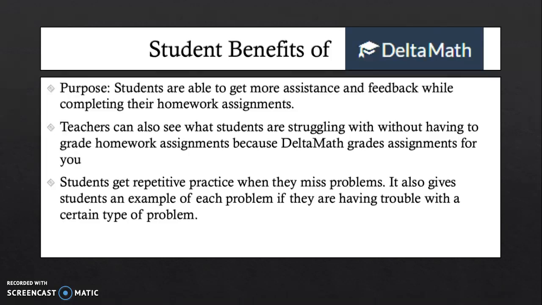And the student benefits of Delta Math is that students are able to get more assistance and feedback while completing their homework assignments. When I talk about assistance, they can actually get an example problem for each problem that they're completing. They can view an example, and then that example can help them with completing each problem. They can also get that immediate feedback. It tells them if they miss the problem, and then it goes through the work of how to do that problem, but then it can assign more problems to them if you have that setting, but that's not a required setting, and they don't have to go through those two problems unless you want them to.